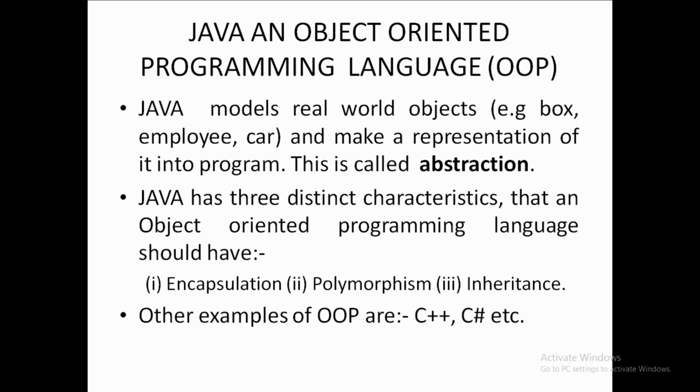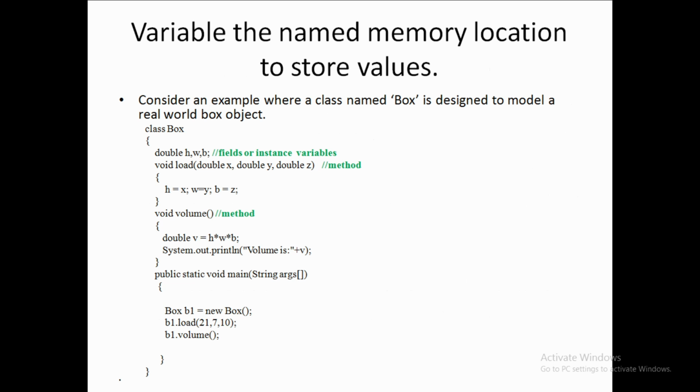Now, other than these three characteristics, Java supports another aspect which is known as abstraction. What this means is that Java makes a representation of a real world object in programming. How Java does it, I explain using this slide.